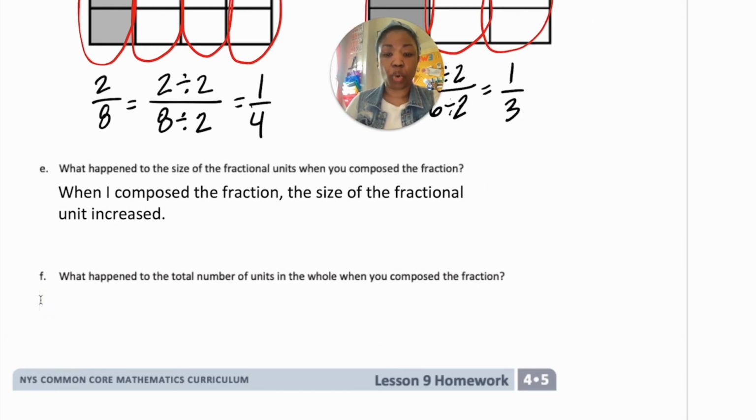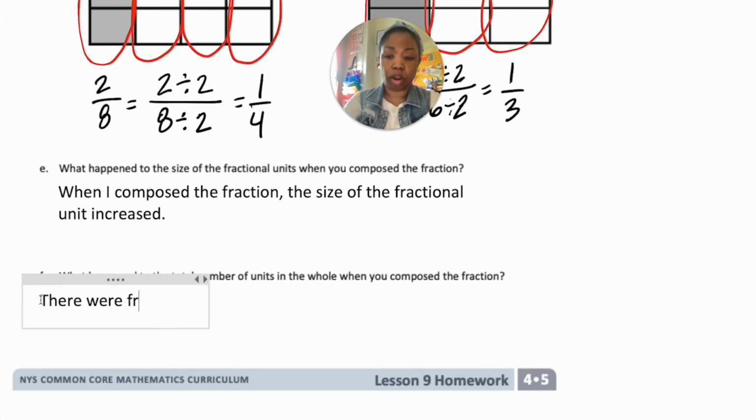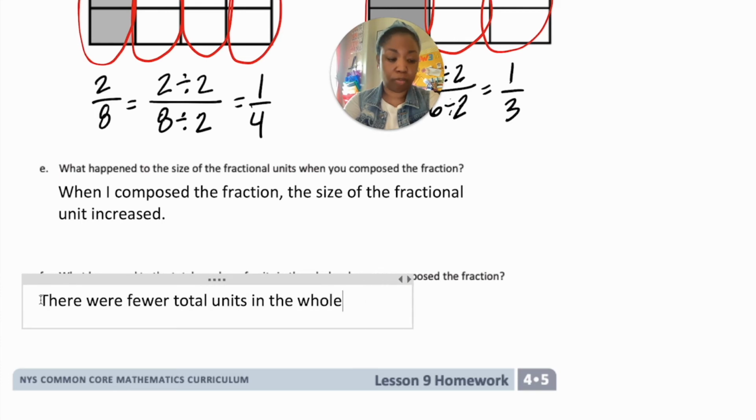What happened to the total number of units in the whole when we compose the fraction? There were fewer total units. There were fewer total units in the whole when I composed the fraction.